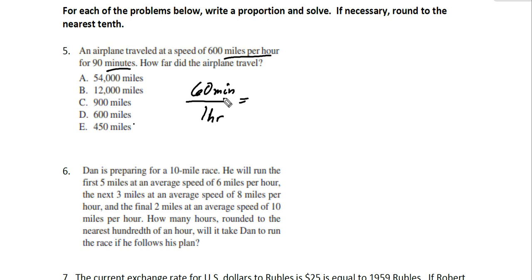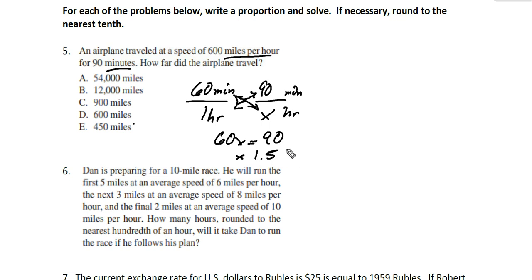Now, obviously, we're trying to figure out how many hours is 90 minutes. When we're setting up this proportion, we got to have the same units on the same side of the fraction. Okay, so our minutes are in the numerator here, so we're going to put the minutes in the numerator on the other side of the equation. So we want to know how many hours 90 minutes is, and we could just set up this proportion and solve. All right, so when we cross multiply, we get 60x equals 90, and then we're going to divide by 60, and what we get is 1.5. All right, so 90 minutes is 1.5 hours.